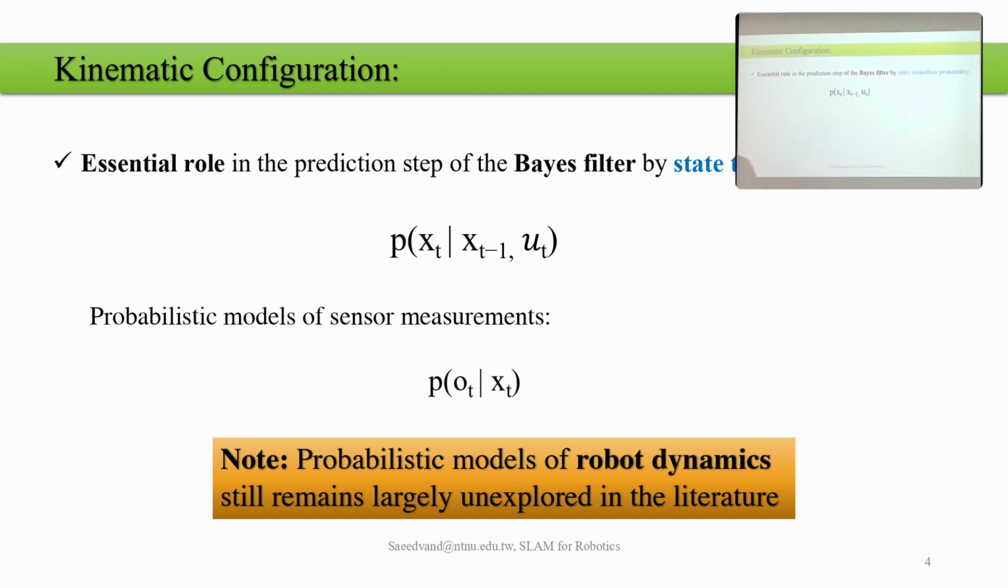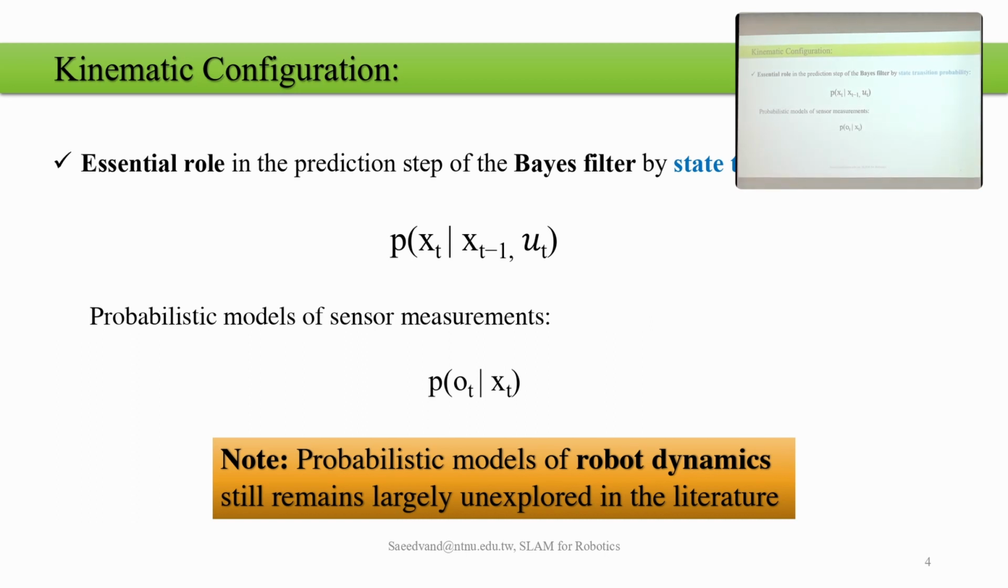So for the kinematic configuration, the essential rule that we have is the state transition probability, the probability of x_t given x_{t-1} and the motion command. For now, you should clearly understand it. From the previous pose, we apply the motion command, and we get the new pose in the form of probability. This is essential in the Bayes filter that we've seen, and we are using it in the calculation that we have in the previous slide.